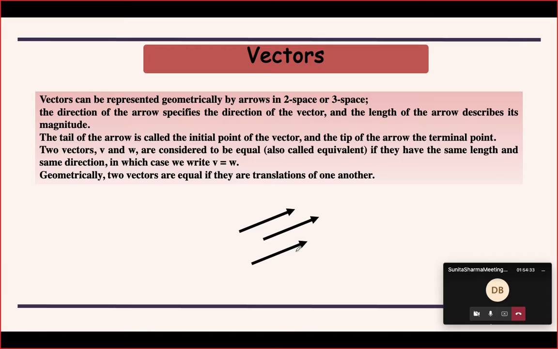What are equal vectors? Yes. Okay. So this part is your initial point. This is also called the tail or the initial point, and this is the tip of the arrow of the vector, or the terminal point. So this one is initial, and this is the terminal.